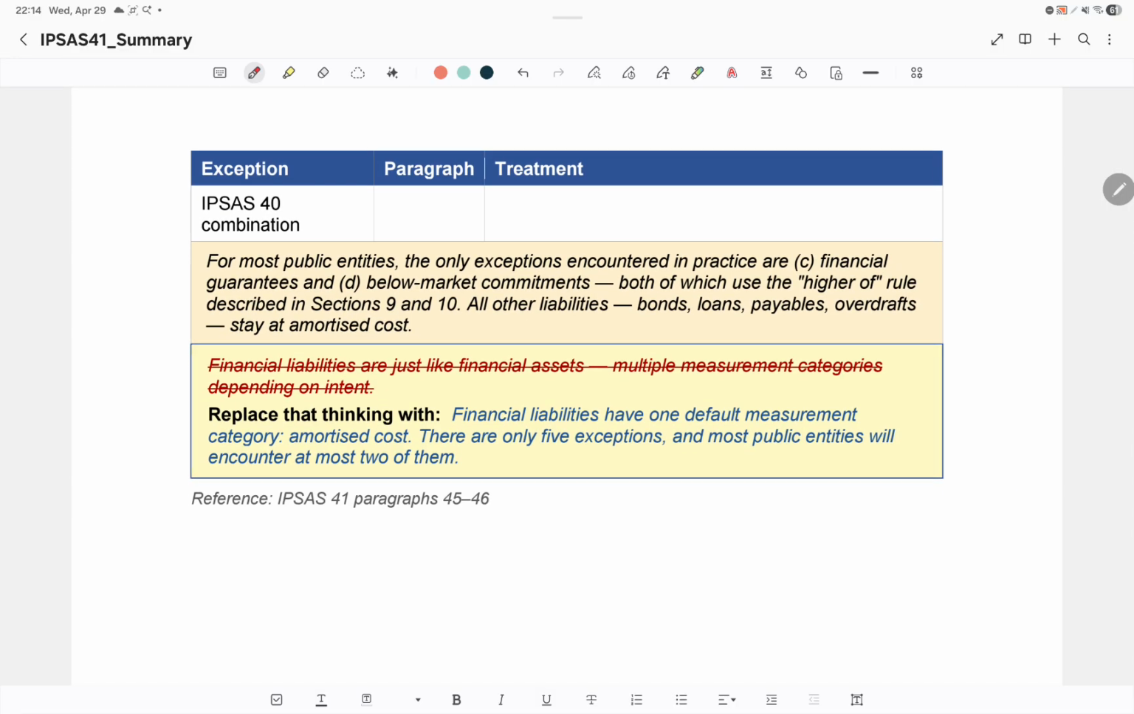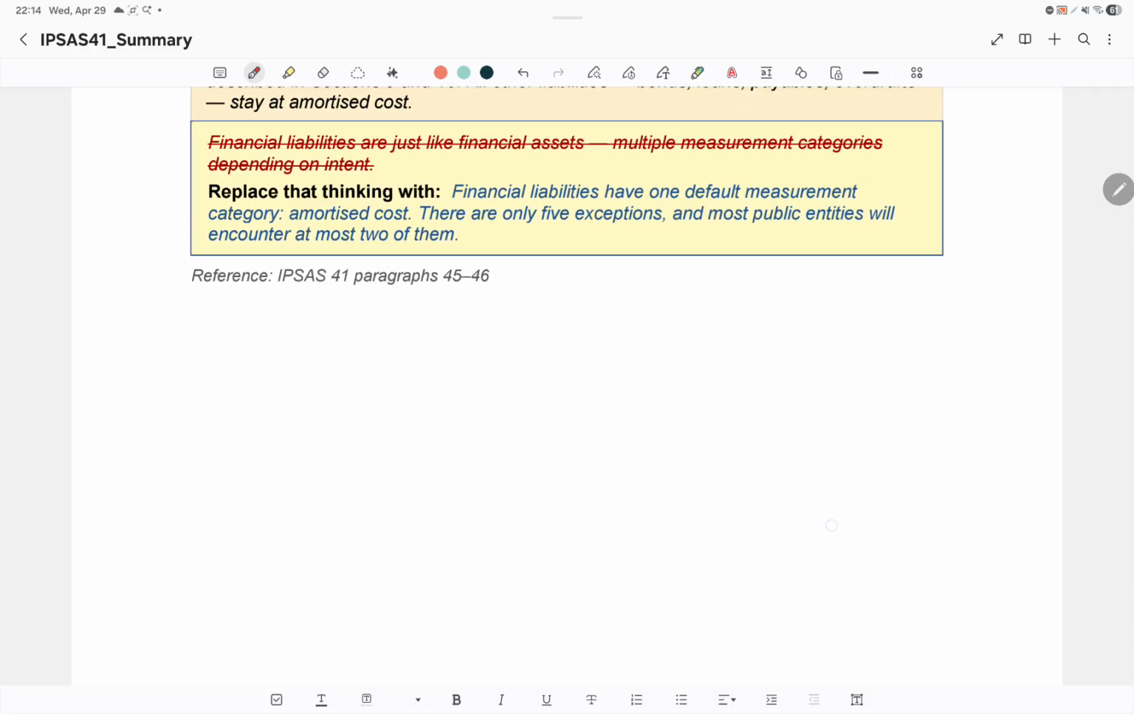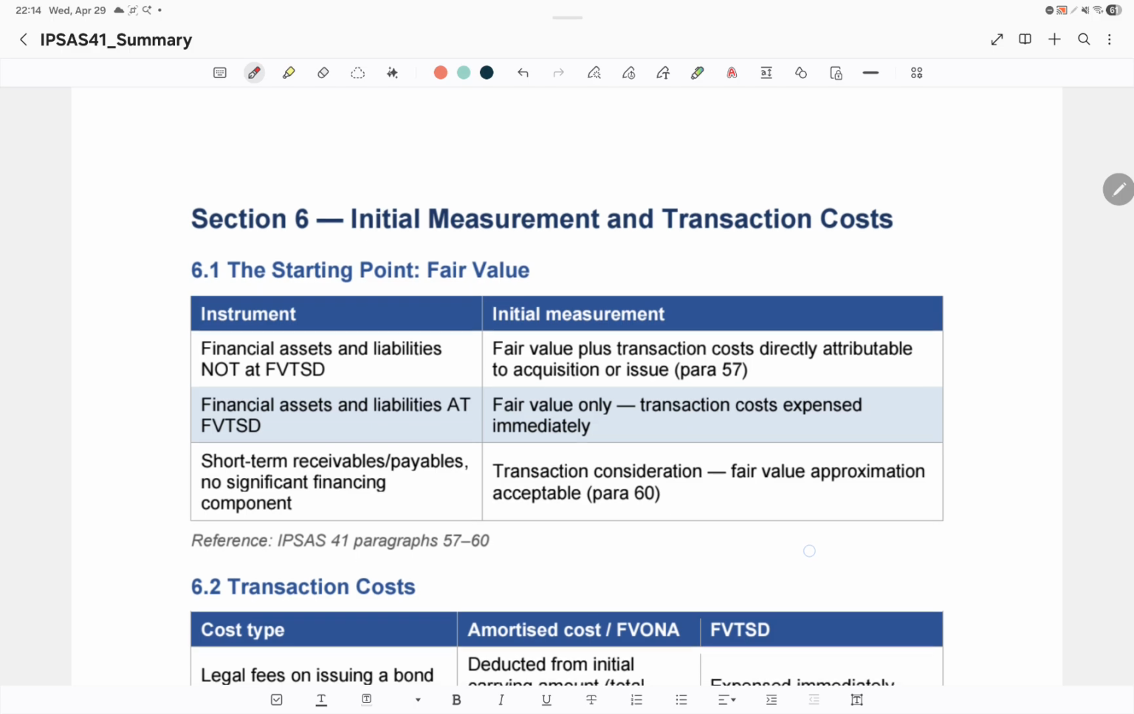So financial liabilities are unlike financial assets, which have multiple measurement categories depending on the business model. Financial liabilities have one default measurement category, amortized cost. There are only 5 exceptions, and most public entities will encounter at most 2 of them.